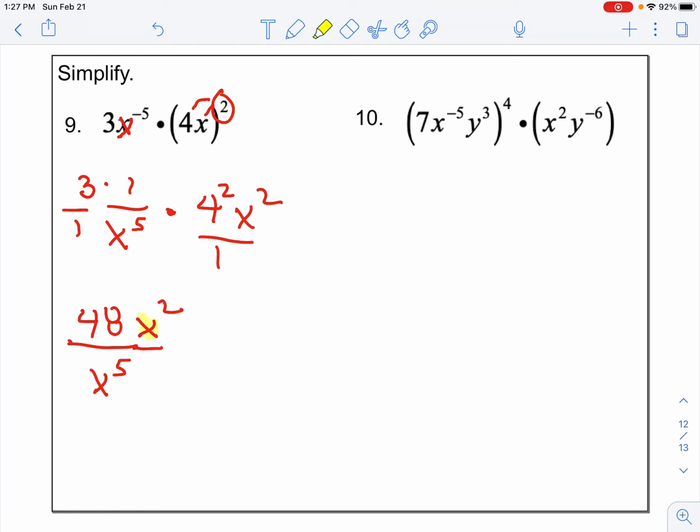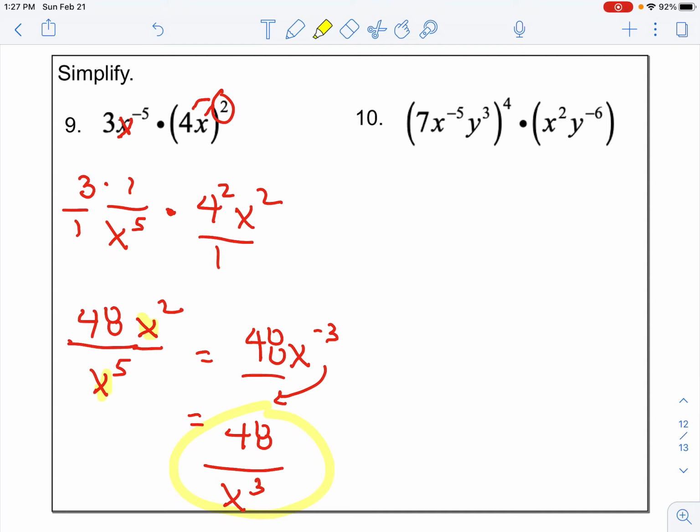But notice here I do have the same base, so I need to subtract those exponents, which gives me 48 x to the 2 minus 5, which is negative 3. But I can't have negative exponents in my answer, so this is going to come to the bottom and become 48 over x to the third, and that is your final answer. So don't forget to simplify all the way.